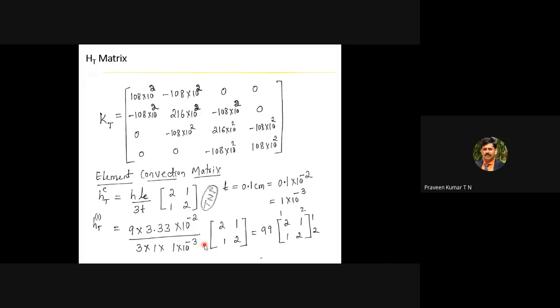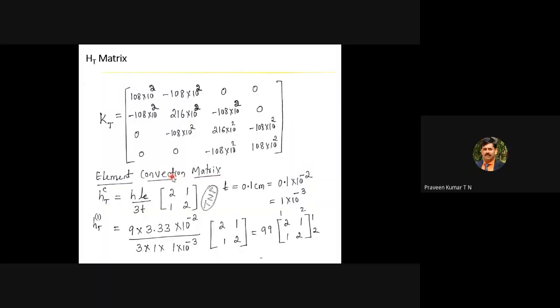Why we require the conduction matrix: through the fin, heat is transferred from the engine wall to the fin through the conduction process. That's why you have to consider the thermal conductivity matrix also. From the surface of the fin to the surrounding medium, heat is transferred or removed from the fins by convection. We can consider the elemental convective heat transfer matrix, given by H times LE divided by 3T.